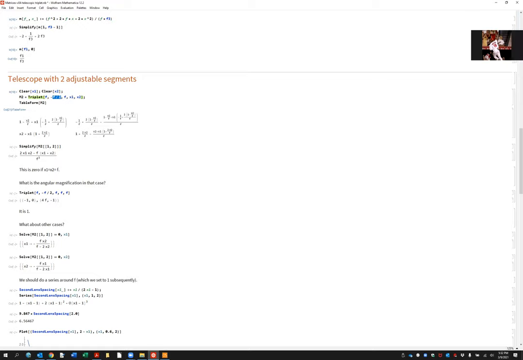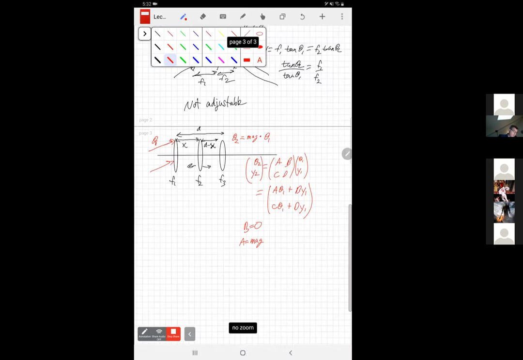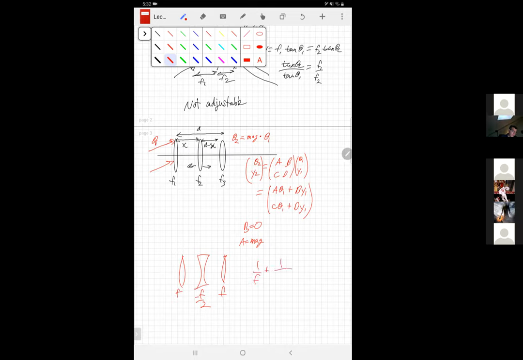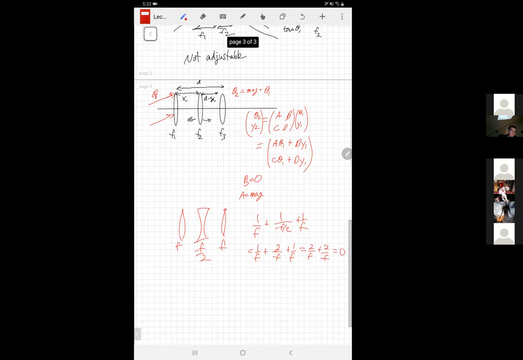If I take 1 over F plus 1 over minus F over 2, let's switch screens. So we've got F, minus F over 2, and F. 1 over F plus 1 over minus F over 2 plus 1 over F. Let's see here. That 1 half in the denominator, 1 over 1 over 2 is 2. So I get 1 over F plus 2 over minus F plus 1 over F. That's 2 over F plus 2 over minus F, which is 0. Does anybody remember what that was referring to? Field curvature? Yes, field curvature.